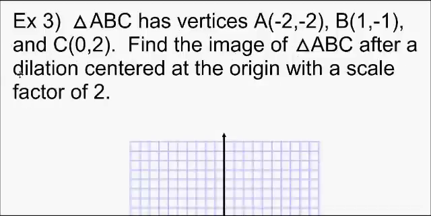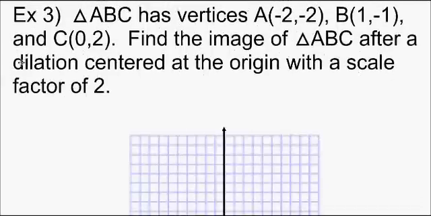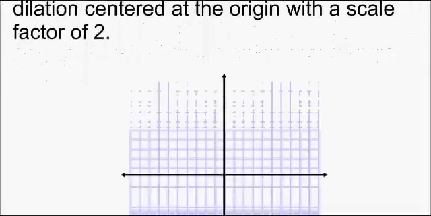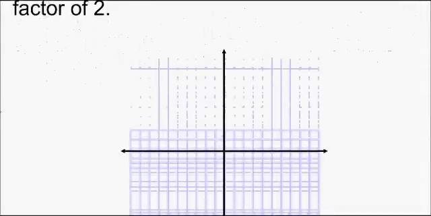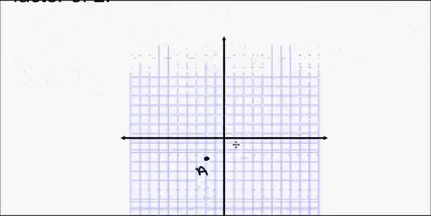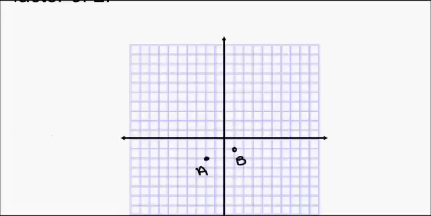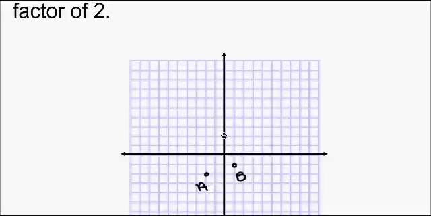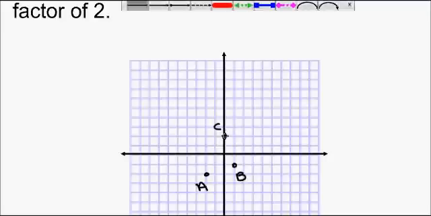Example 3. This triangle has the vertices A (-2, -2), B (1, -1), and C (0, 2). And we're going to draw the image of ABC after a dilation with K equals 2. So first thing we need to do is plot these points. So A is at -2, -2. B is at 1, -1. And C, 0, 2. Okay. Let's connect these. And I promise this is easier than that last problem was.